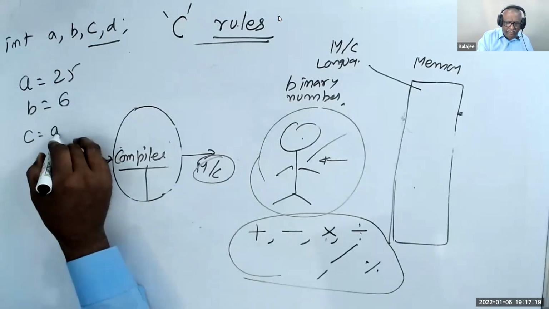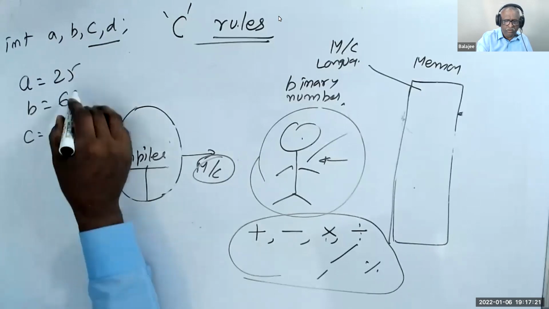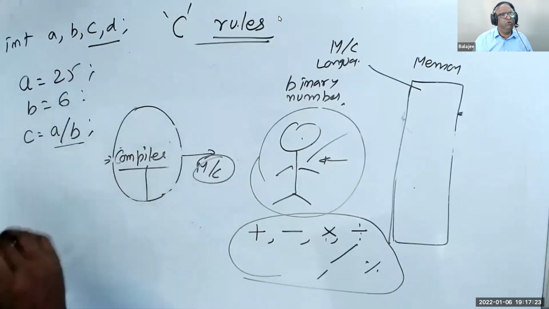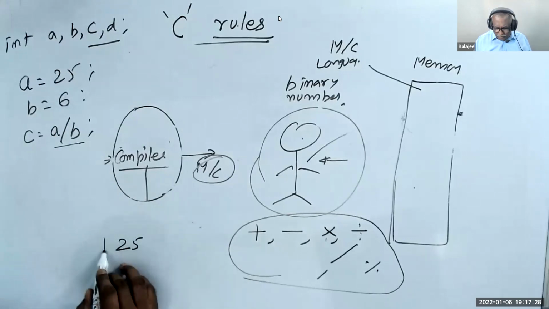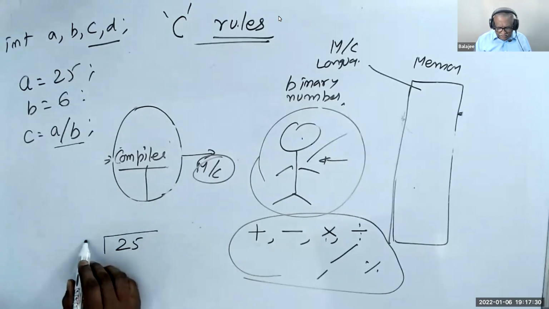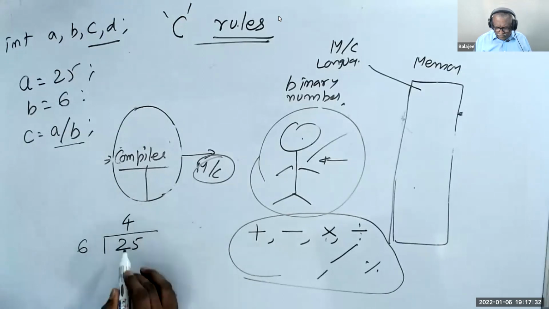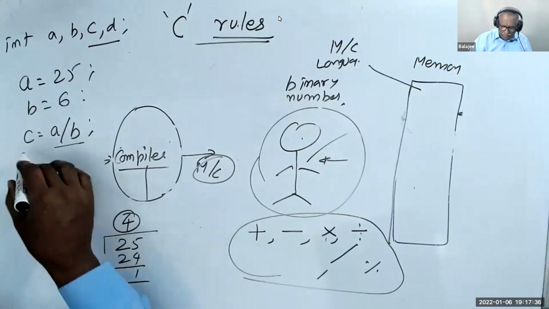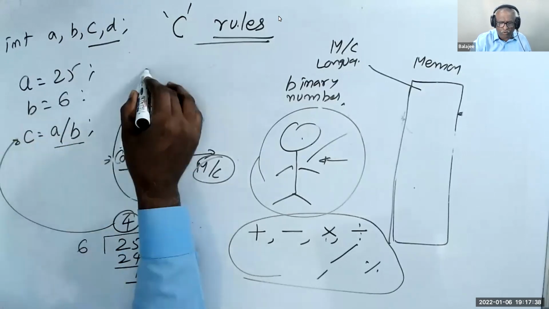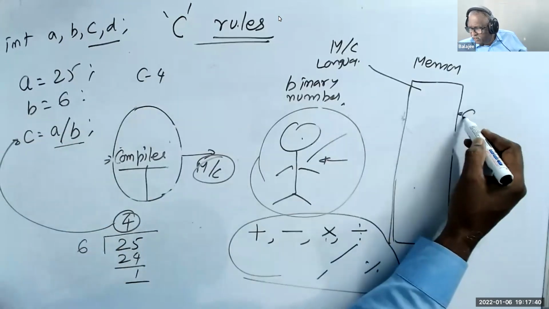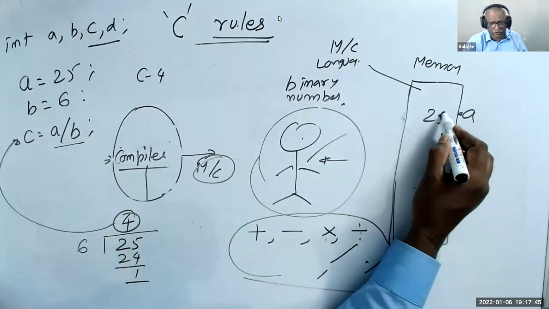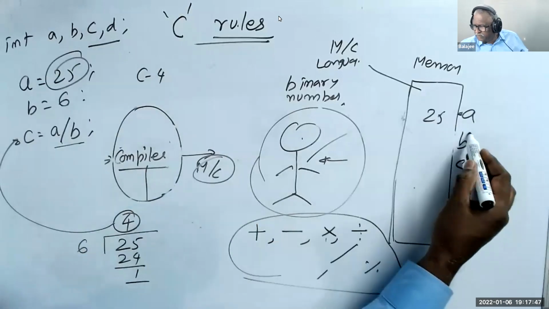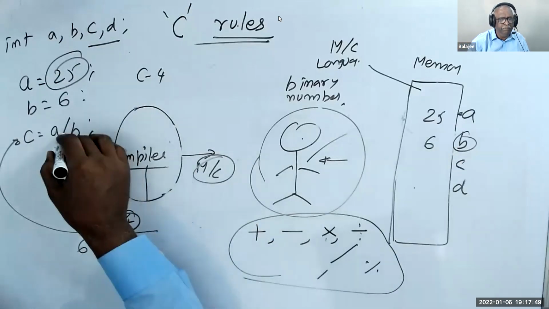A divided by B. What is this? This gives you only the quotient. So when you divide 25 by 6, you get 4 times. So this 4 will come to C. Now C becomes 4. That means you have A, B, C, D. A becomes 25 because you are assigning. B becomes 6. Then C becomes A by B.